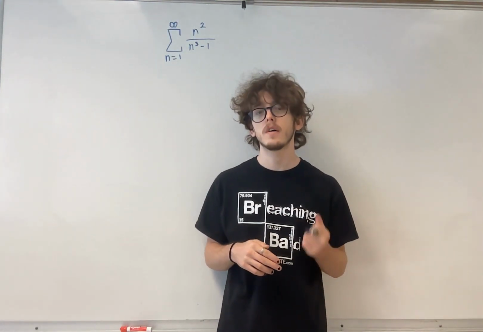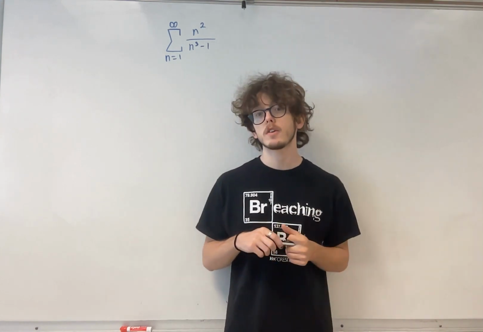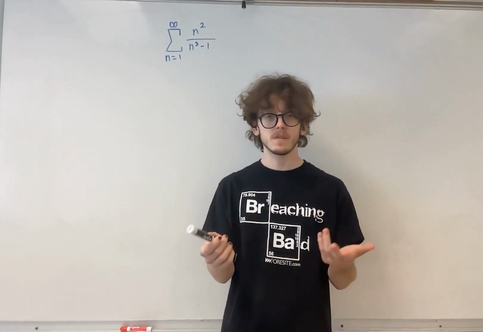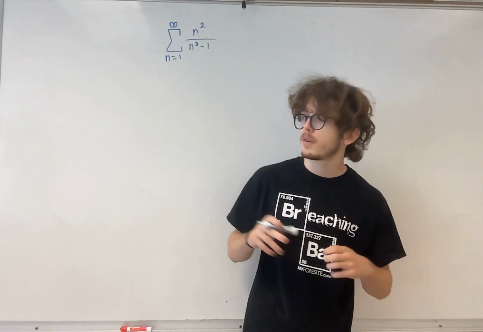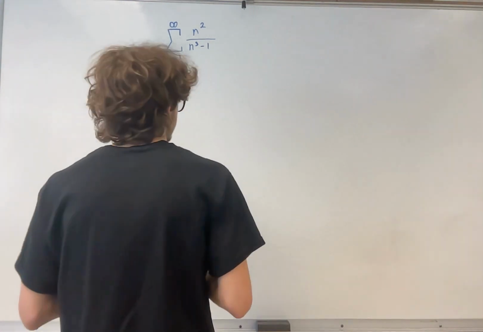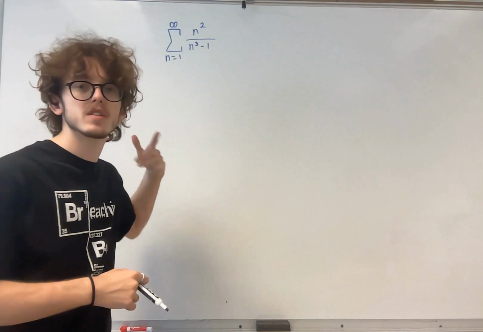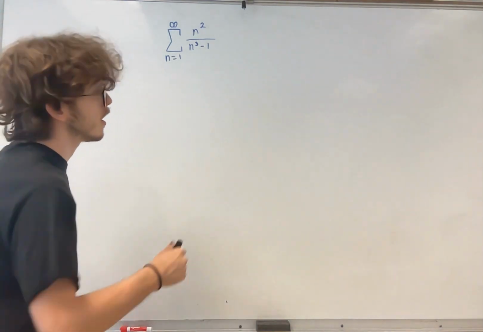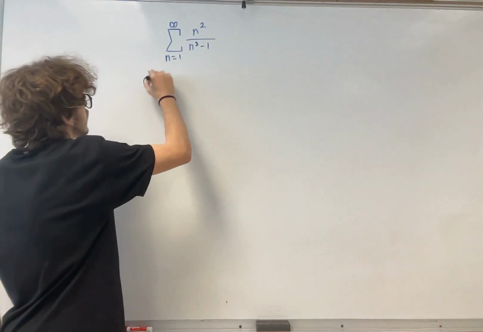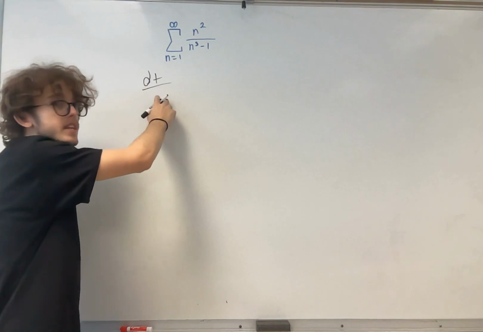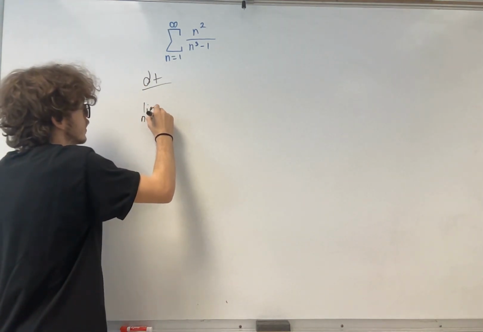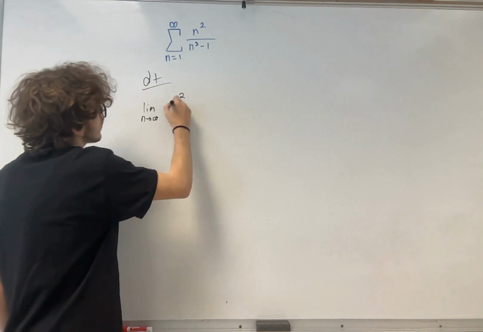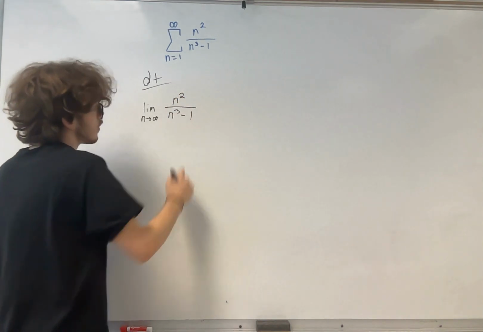But first of all, this is the thinking you need when you're asked to find convergence or divergence for a series: first take the divergence test. Take the limit of the sequence of terms in your series. The divergence test here is going to say, what is the limit as n approaches infinity of n squared over n to the third minus 1?